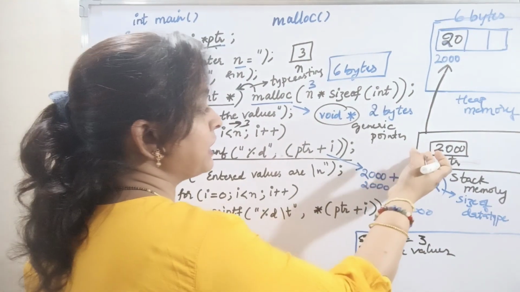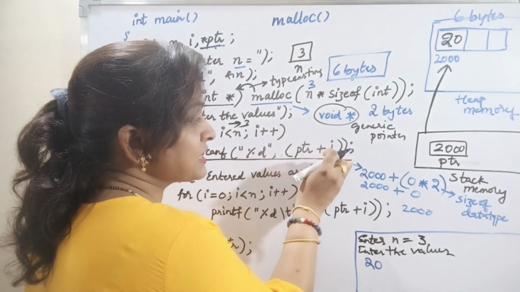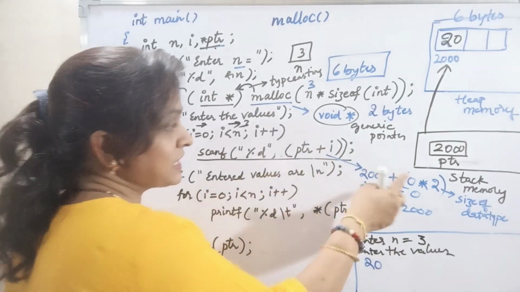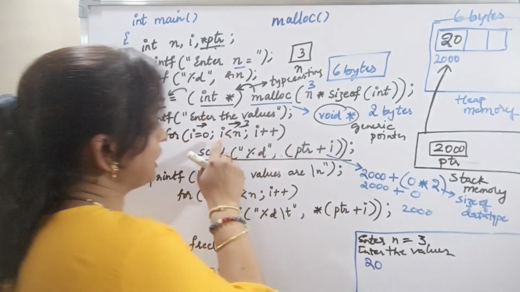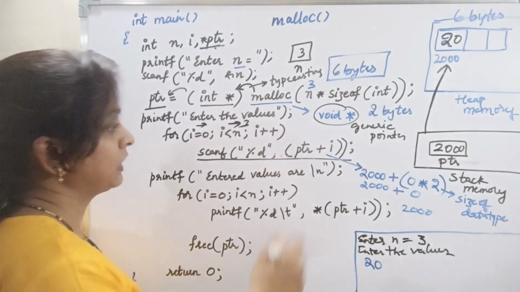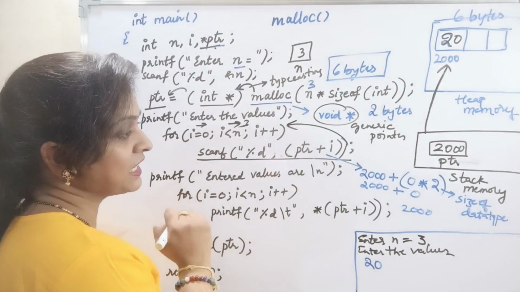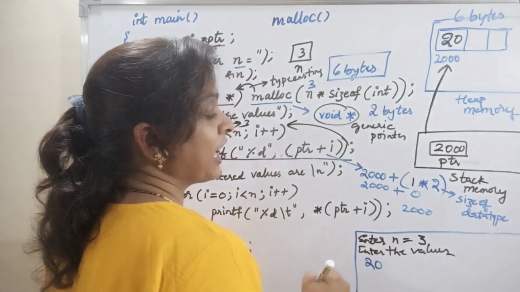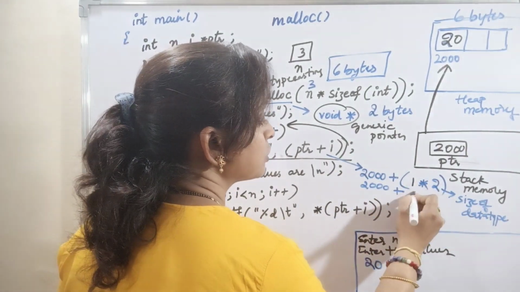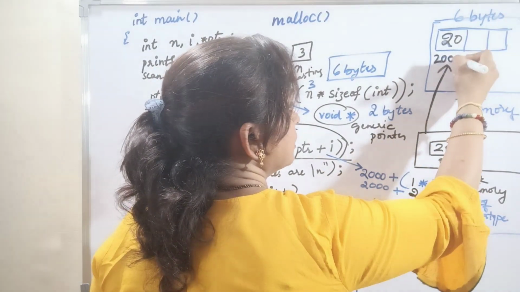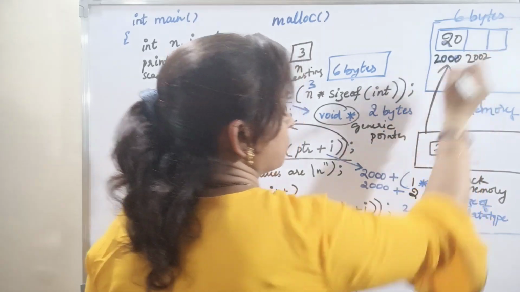So no need to use ampersand here because the pointer itself stores the address. I can simply say PTR plus I. So how does the plus I get substituted? Plus I is 0 into the size of the data type. So it is 2000. Then again look back, I gets increased, I becomes 1. So it is 1 into 2. So it is 2000 plus 2. So the next location, this is 2000, this is 2002.